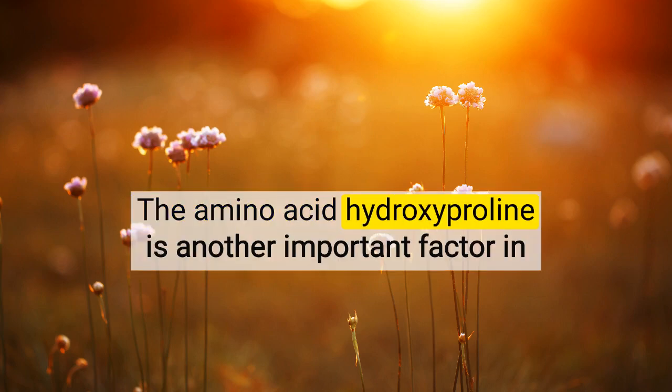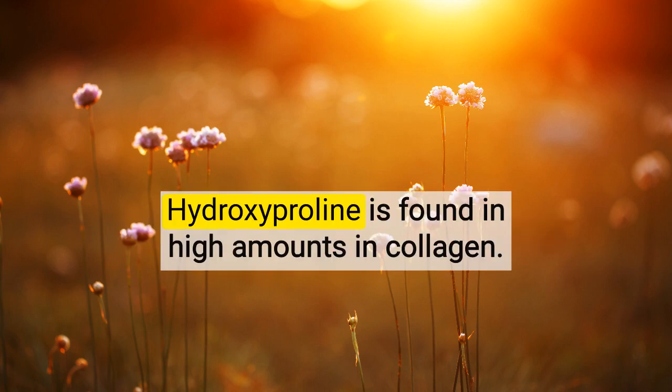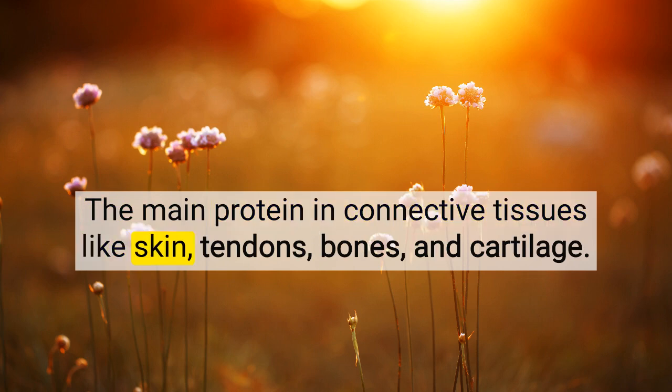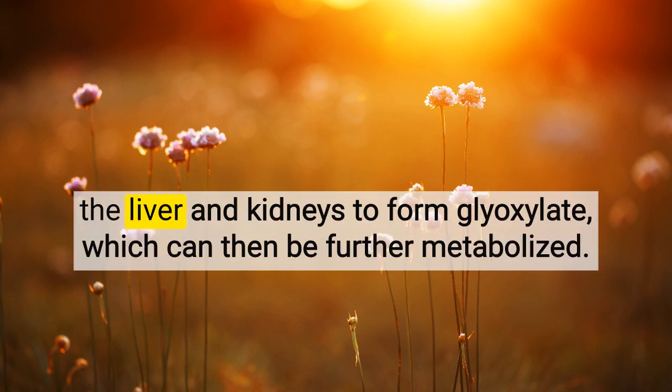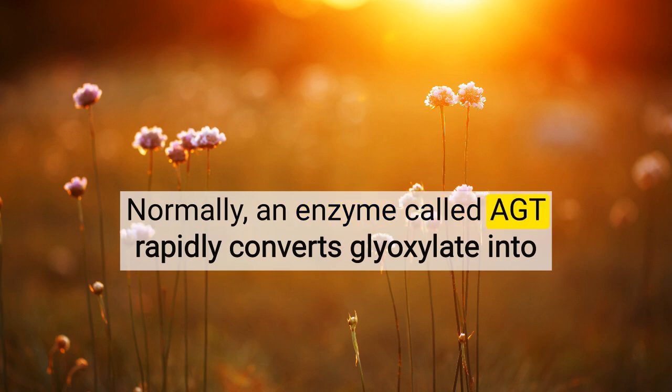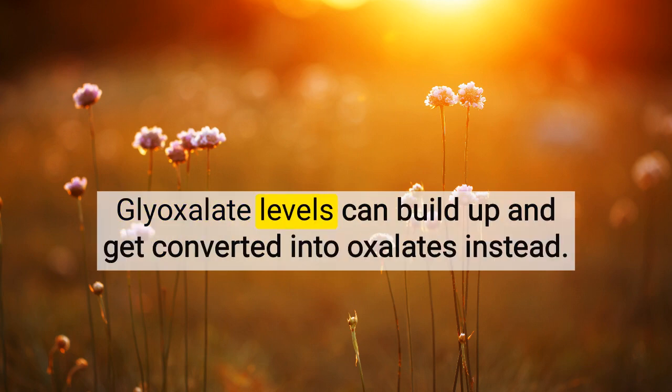The amino acid hydroxyproline is another important factor in oxalate production and excretion. Hydroxyproline is found in high amounts in collagen, the main protein in connective tissues like skin, tendons, bones, and cartilage. When collagen gets broken down, the hydroxyproline can be metabolized in the liver and kidneys to form glyoxylate, which can then be further metabolized. Normally, an enzyme called AGT rapidly converts glyoxylate into the amino acid glycine. But if there are problems with this enzyme, glyoxylate levels can build up and get converted into oxalates instead.